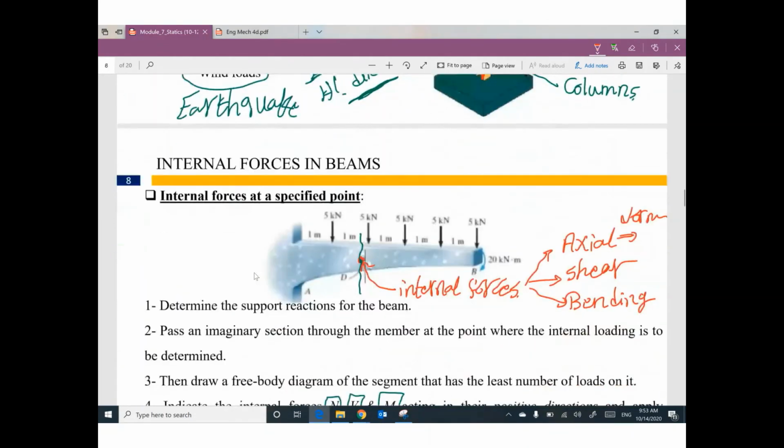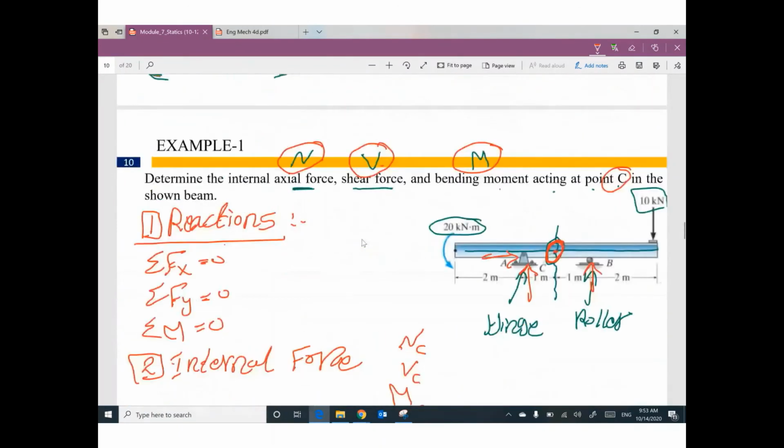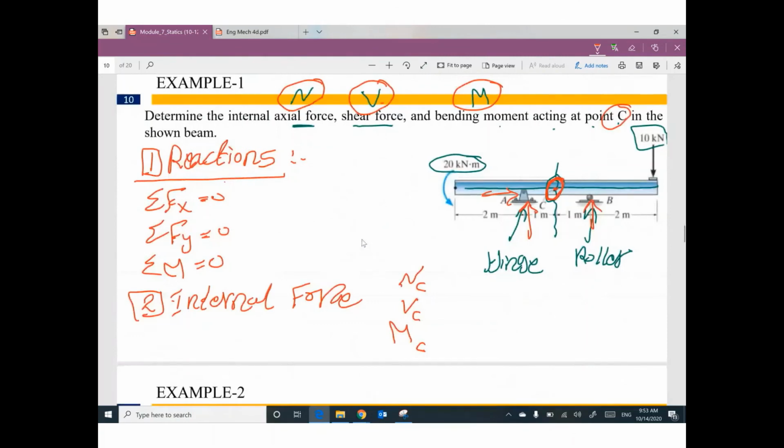Our topic, our first part in this topic, is how we can figure out the internal forces at a specific point, one point only, inside the building. As I told you, the first step to solve a beam and figure out the internal forces is reactions. One more time, guys, if you still have an issue with how to calculate reactions, please go back to my recorded videos for module number 5.